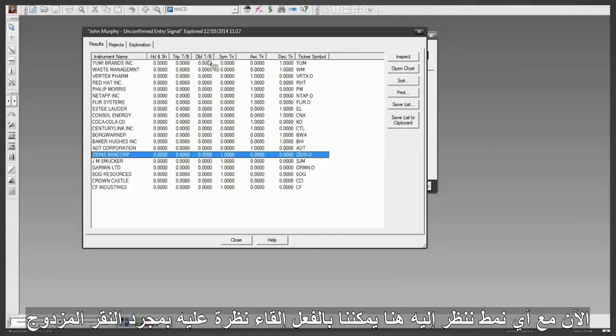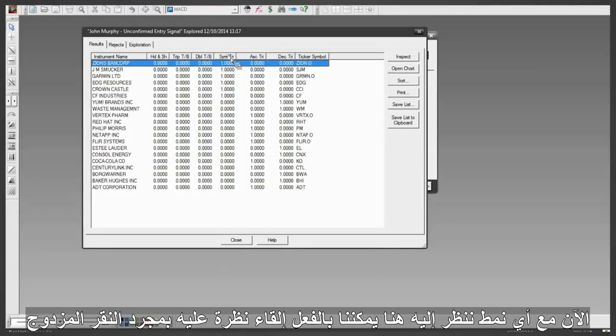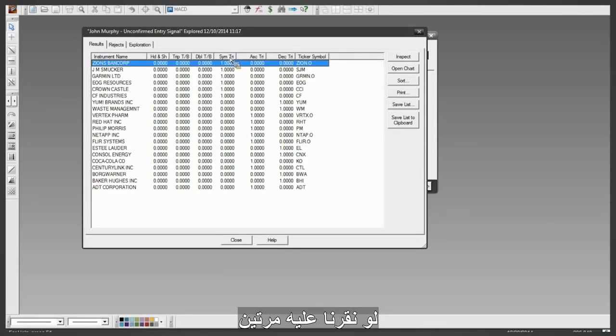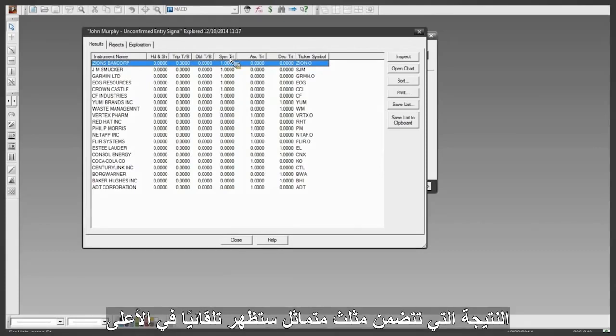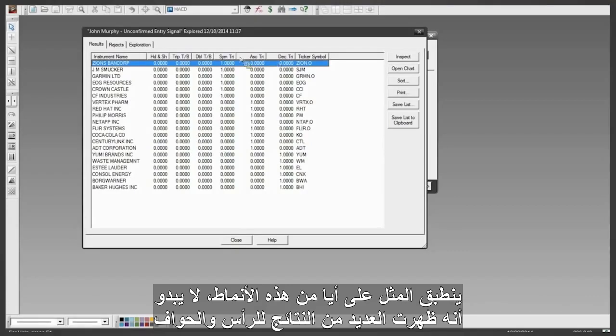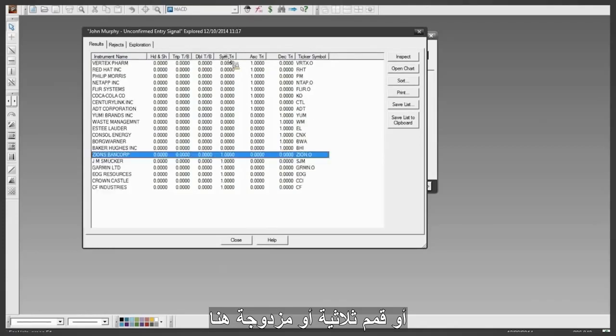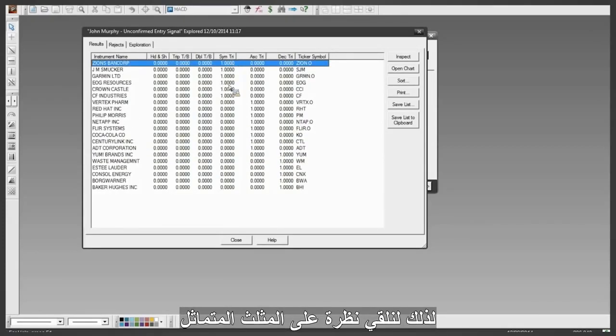Now, with whatever pattern we're looking at here, we can actually take a look at just by double clicking. So if we double click the symmetrical triangle, that's what we're looking for here, the results that came back with a symmetrical triangle will automatically populate to the top. Same thing with any of these patterns. Didn't look like we returned any head and shoulders or triple or double tops here. So let's take a look at our symmetrical.